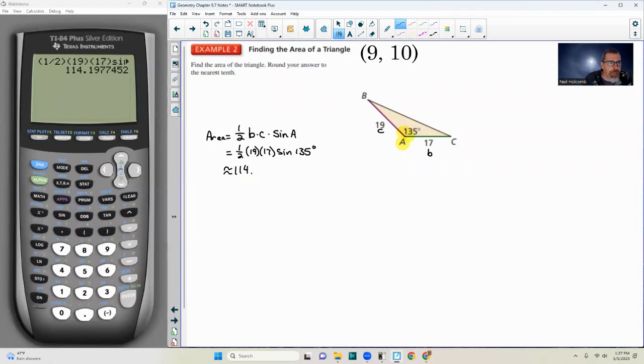114 point, round answer to nearest tenth. Always go back and read the directions. 0.19 becomes 0.2. So the area of this triangle is 114.2, and they didn't say inches, feet, or whatever, so I just say units squared. And there you have it. So try this on exercises 9 and 10.